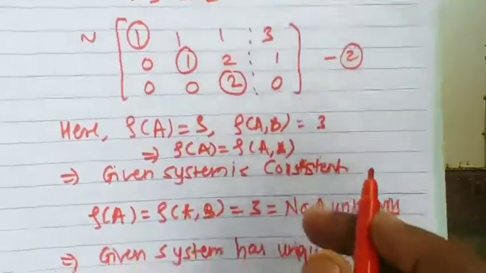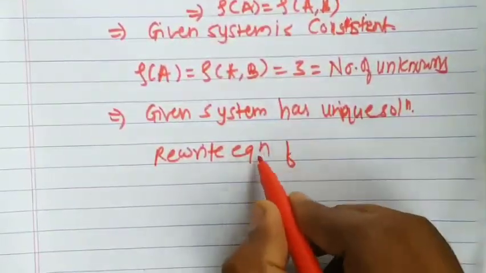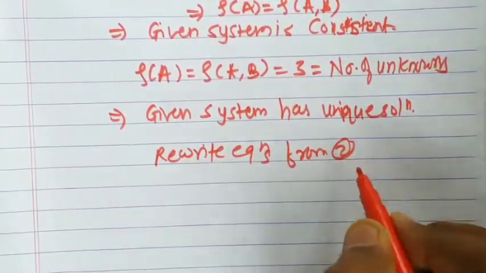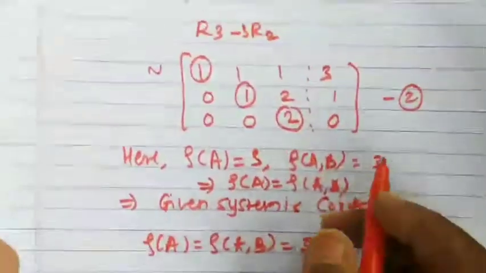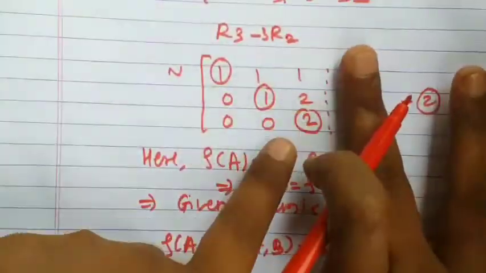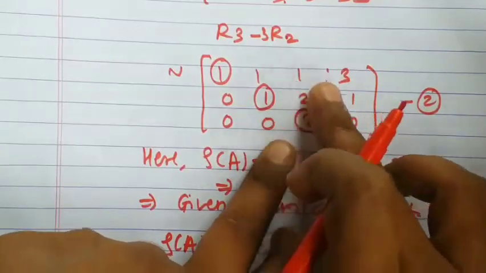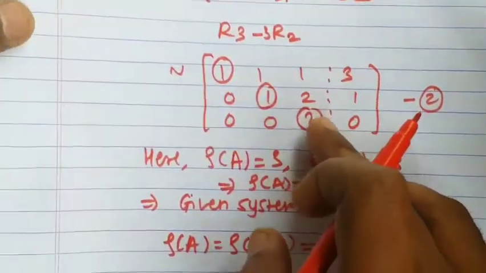We can give this equation number 2. Rewrite equations from 2 for the final solution. So how to rewrite the equation? This is the matrix A. This is the matrix X now, and just put it in between matrix A.